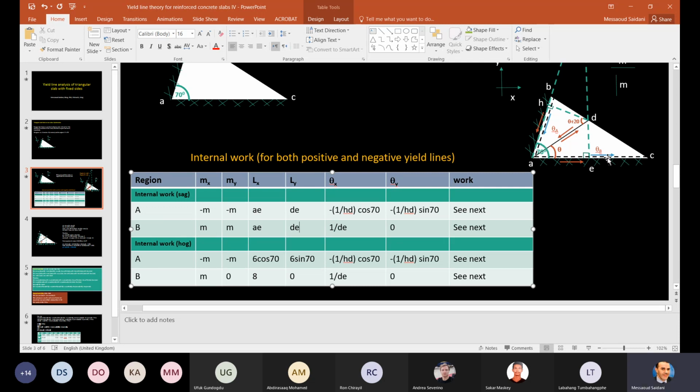Now for this is the rotation vector here in blue. So the displacement here is 1. Therefore, this rotation here is 1 over dE. And on the y-axis, it's 0 because this vector is horizontal. So when you project it on the y-axis, it's 0. And then the work will be mx times Lx times theta x because theta y is 0. So it's only the x direction coming into play.